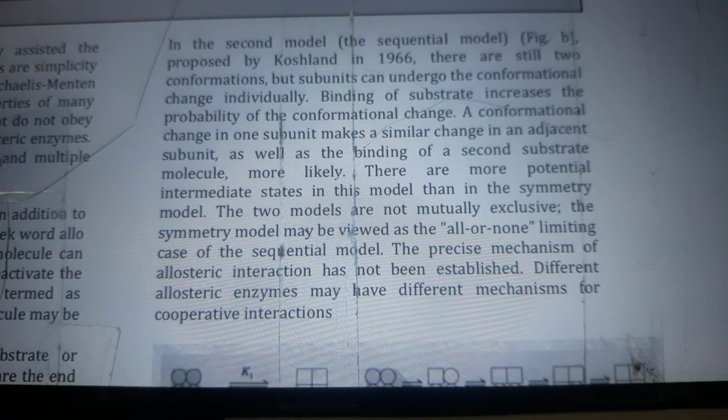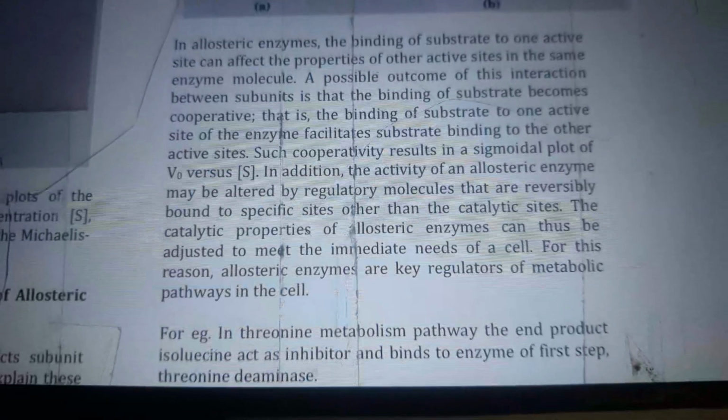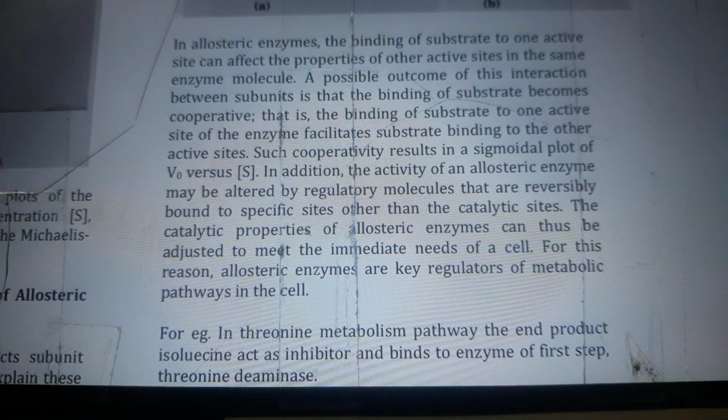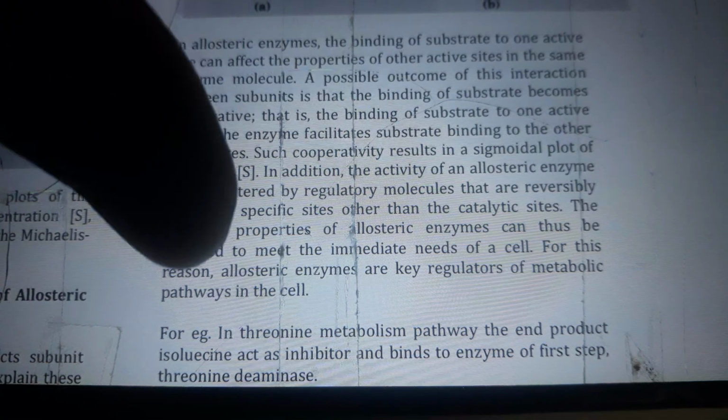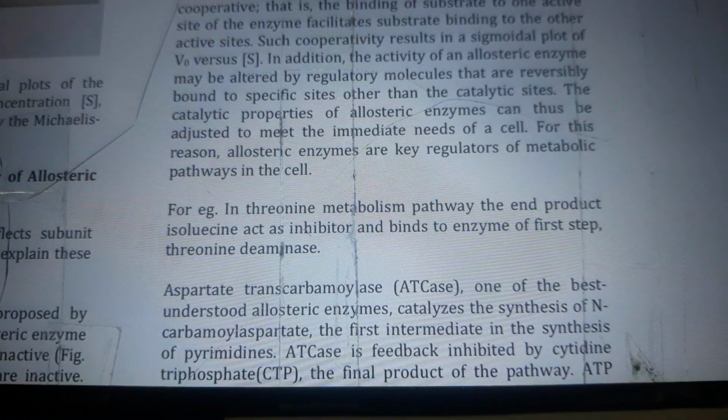The precise mechanism of allosteric interaction has not been established. Different allosteric enzymes may have different mechanisms for cooperative interactions. In allosteric enzymes, the binding of substrate to one active site can affect the properties of other active sites in the same enzyme molecule. A possible outcome of this interaction between subunits is that the binding of substrate becomes cooperative. That is, the binding of substrate to one active site of the enzyme facilitates substrate binding to the other active site or sites. Such cooperativity results in a sigmoidal plot of V0 versus S.